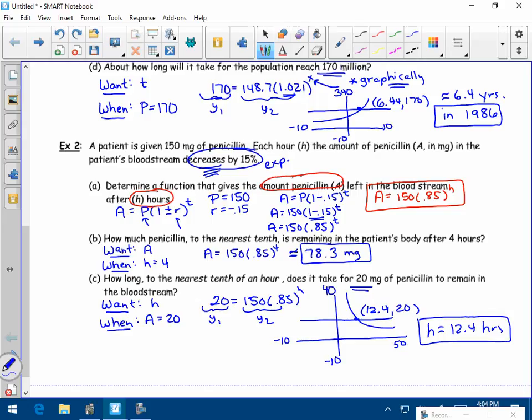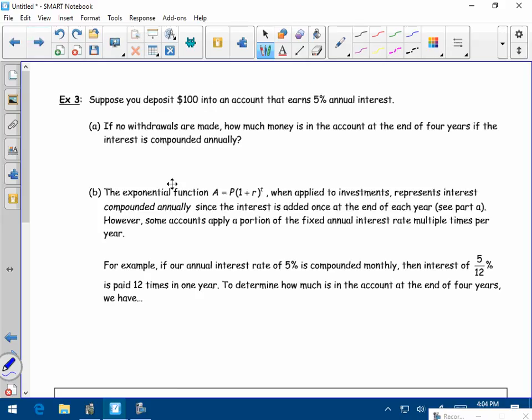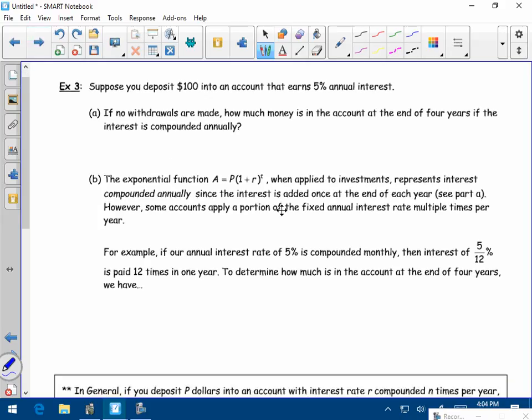Okay, so let's do a money example on the next page. Let's see how we're doing time-wise here. Number 3, suppose you deposit $100 into an account that earns 5% annual interest. So there's that percentage again. So we know we're going to use that A equals P times 1 plus or minus R to the T.